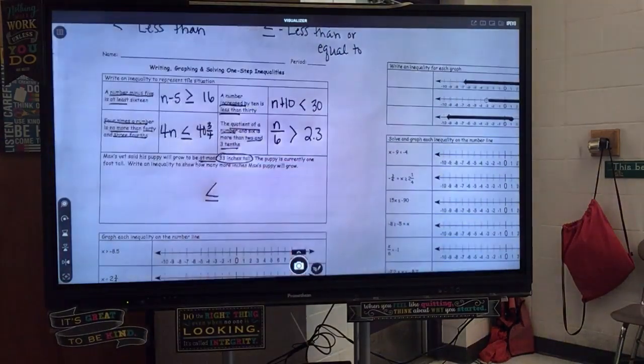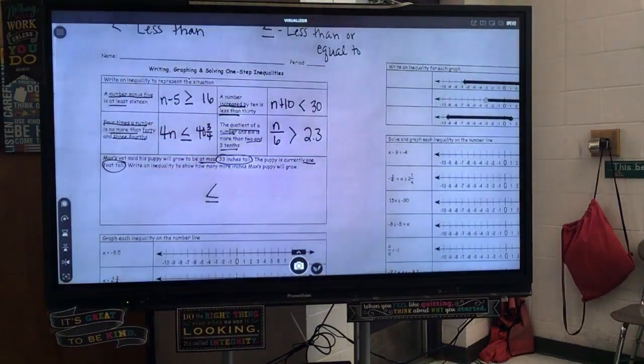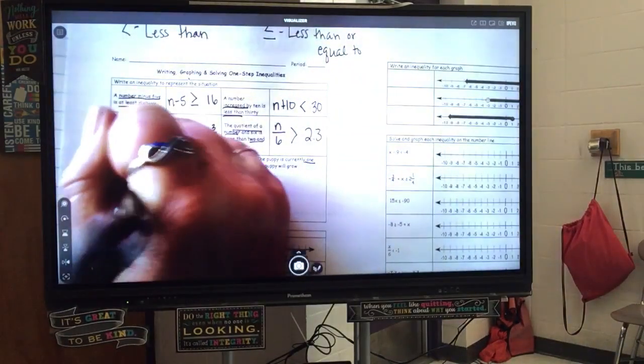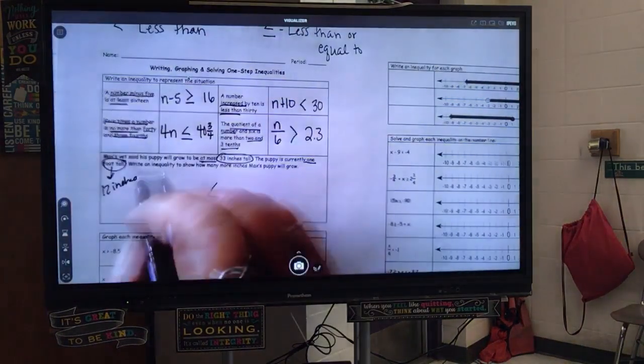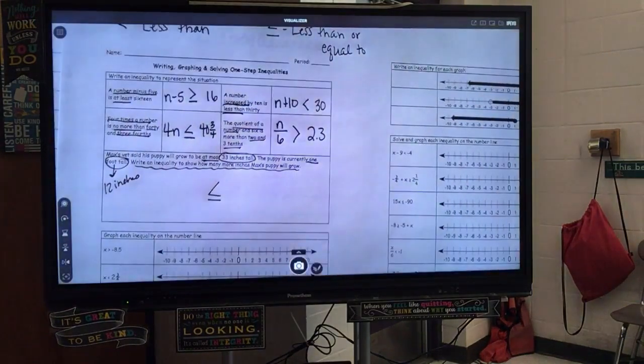Alright, the puppy is currently 1 foot tall. What's the point in that sentence? Emily? He's currently 1 foot tall. Alright, in inches, what is that? 12. Alright. 12 inches. And then the last sentence says, write an inequality to show how many more inches Max's puppy will grow. Alright, what is this gonna look like?